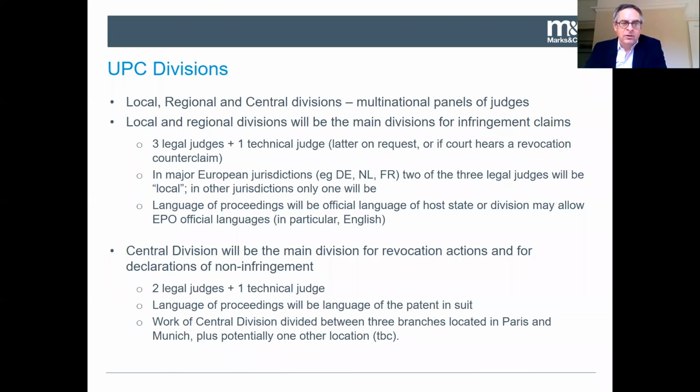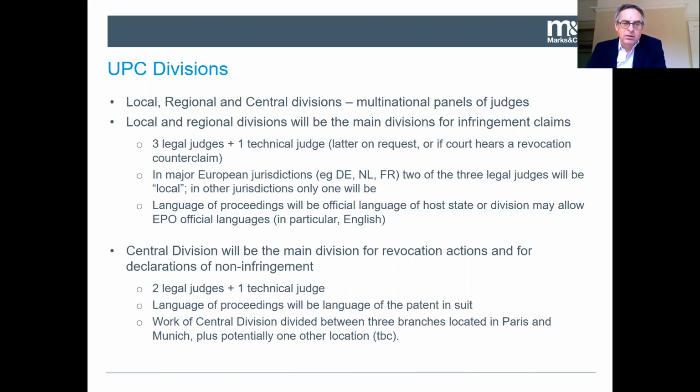Cases that are being heard in the central division will have a slightly different makeup of the judging panel. The starting point is that there will be 2 legal judges and 1 technical judge. It will again be a multinational panel of judges. The language of proceedings is determined by the language of the patent in suit. And in practice, that means that the vast majority of central division cases are likely to be heard in English. So again, we're expecting to hear a lot of English in this new court.